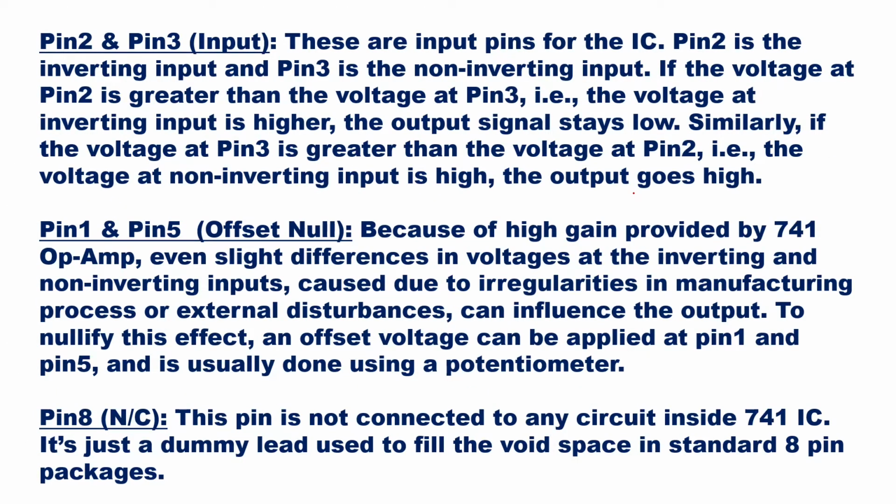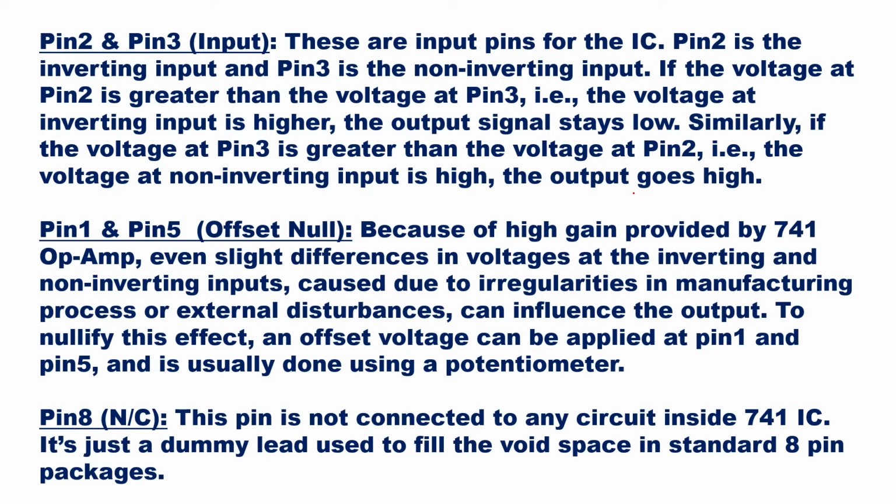Then you have pin number 2 and 3, which are the inputs for the IC. Pin number 2 is called the inverting input, minus. Pin number 3 is called the non-inverting input, plus. If the voltage at pin number 2 is greater than pin number 3, that is the voltage at inverting is higher, then the output will stay low. Similarly, if the voltage at pin number 3 is greater than pin number 2, that is the voltage at non-inverting is higher, then the output goes high.